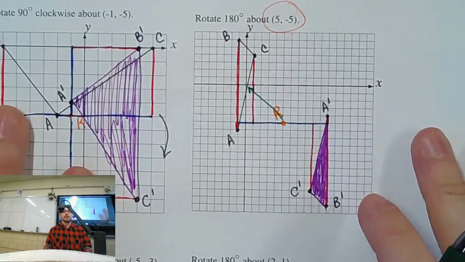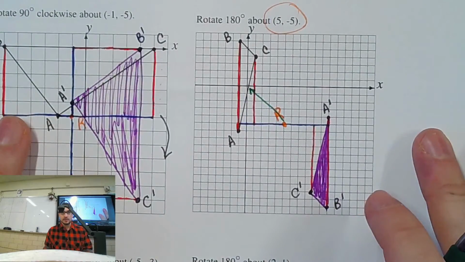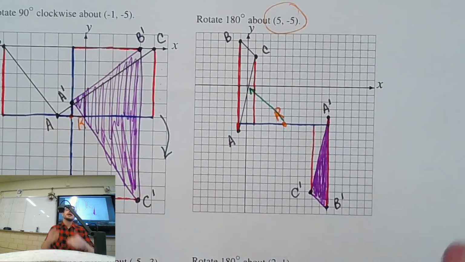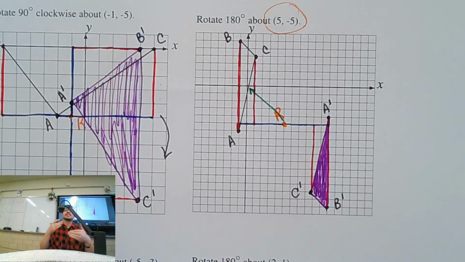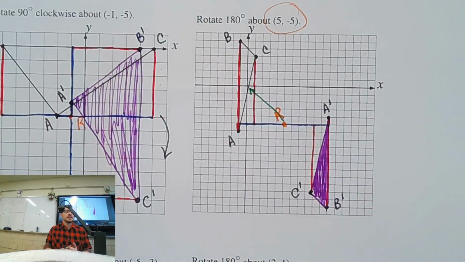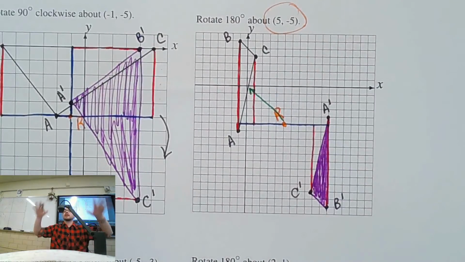How do we move things? How do we slide things? What do we call that? Como se dice? Como se dice means, how do I say that? When you ask, how do I say that, what you're really asking for is, how do I move things? The translation, exactly. So we move things by translation.